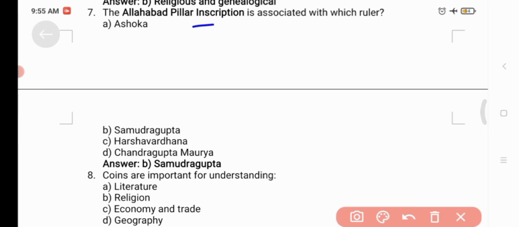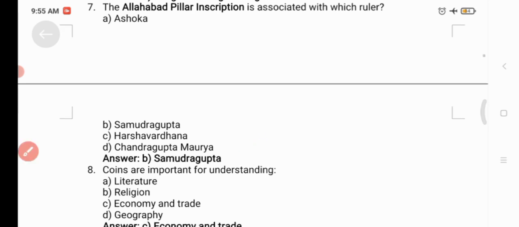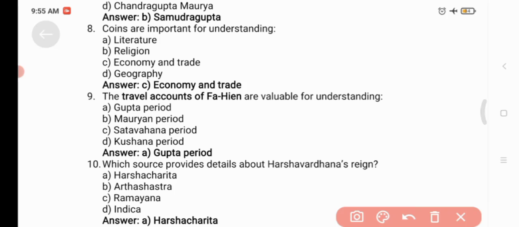The Allahabad pillar inscription is associated with which ruler? Option B, Samudragupta. Coins are important for understanding? Option C, economy and trade. The travel accounts of Fa-hien are valuable for understanding? Option A, Gupta period.